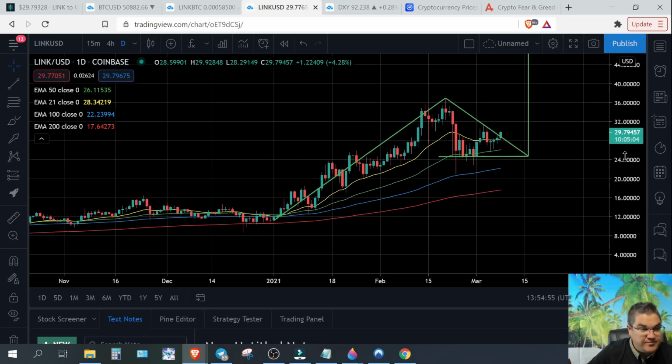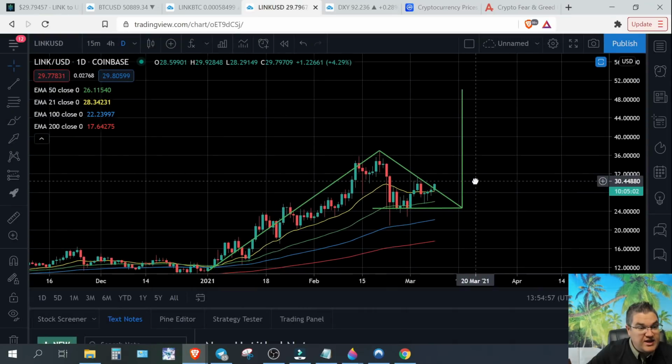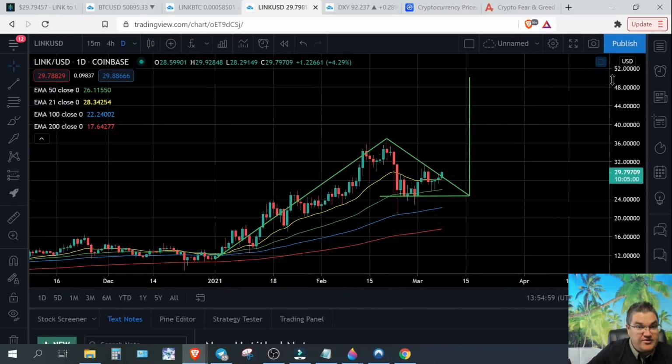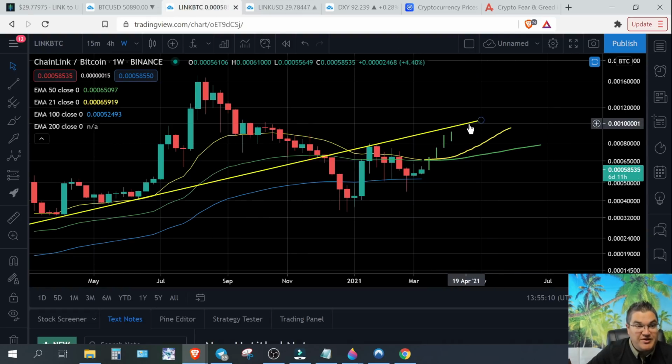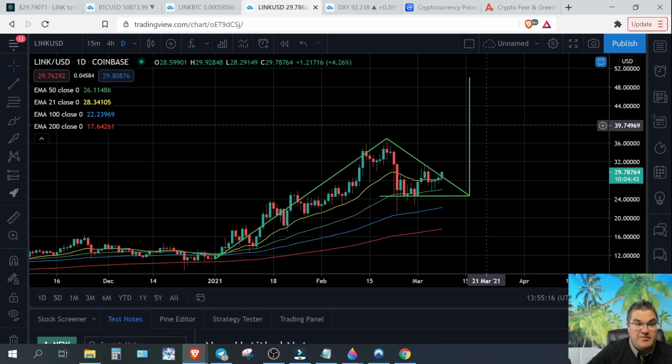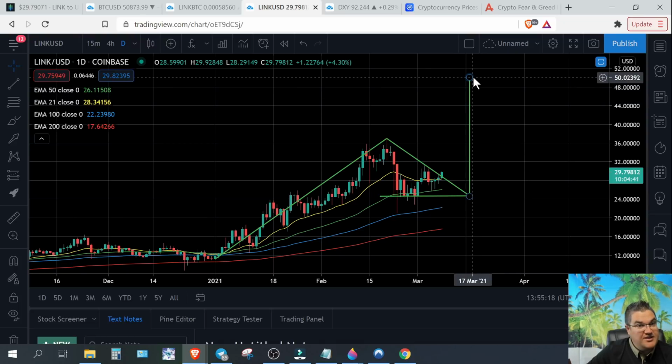I'm glad you asked. Let's scroll out and see where we're at. So the top of this is just over $50. Remember what we just looked at against Link and Bitcoin? If we were to come back up in here and Bitcoin holds these levels, that would be a $50 Link. Maybe this isn't coincidence. $50.